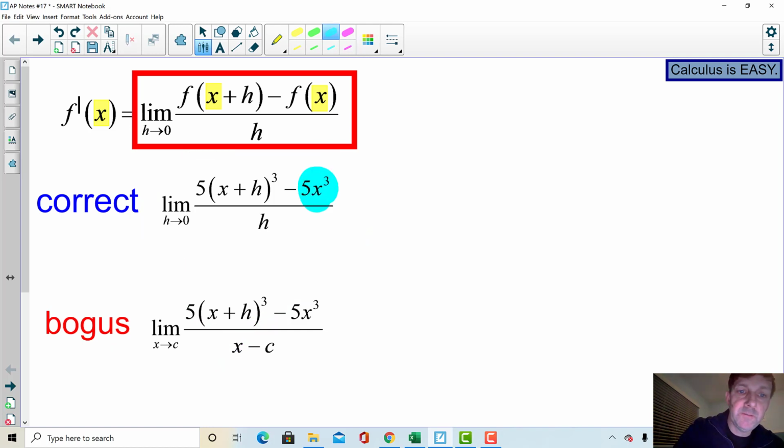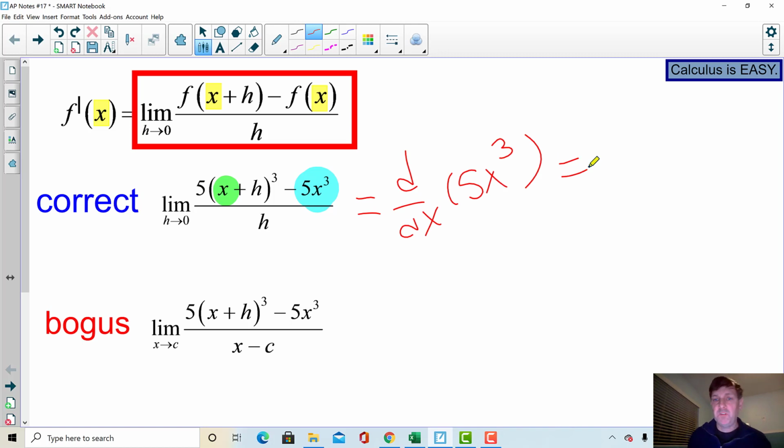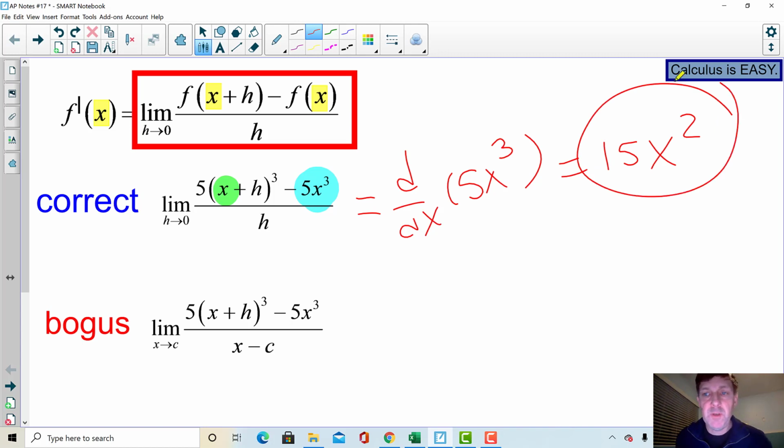Now here you can see the function is 5x to the third. Everything matches up. You have x plus h inside. So this limit is really just equal to the derivative of 5x to the third. We can solve that really fast. The 3 comes down, and the new power is 2. And that's what your limit is going to equal.